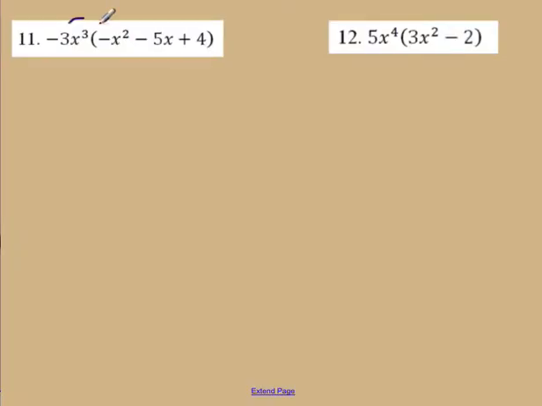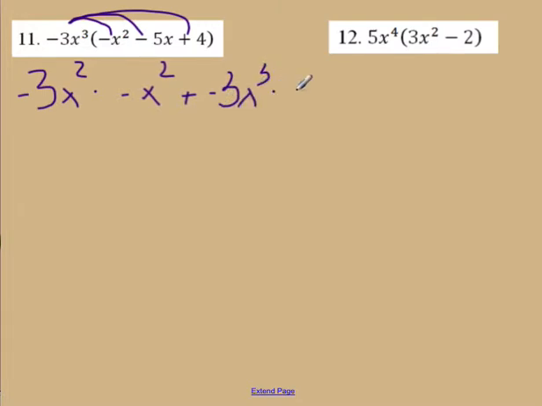All right, let's take a look at number 11. So we're going to take that negative 3x squared and distribute it in. So I have negative 3x squared times a negative x squared. And then I'll just do a plus to remind myself that it's a different term now. Negative 3x cubed times a negative x squared. Oops, sorry, a negative 5x. And then a negative 3x cubed times 4.